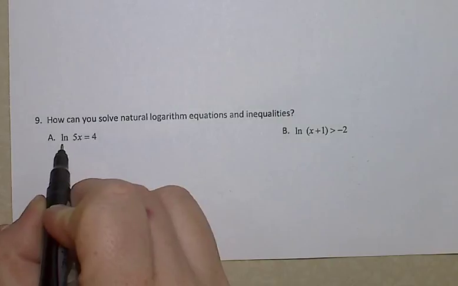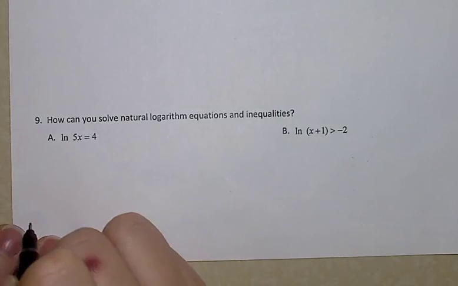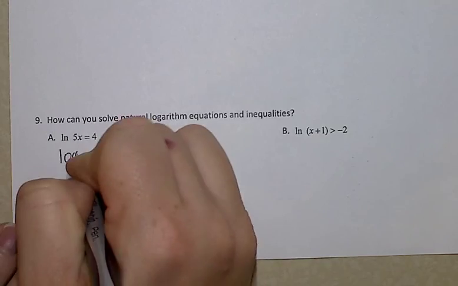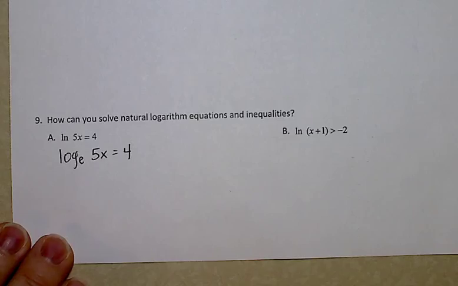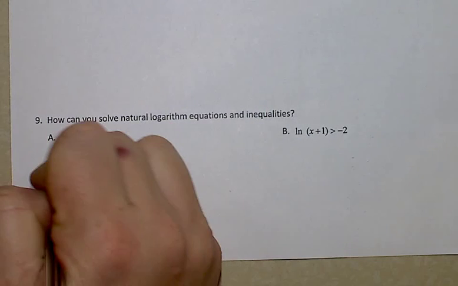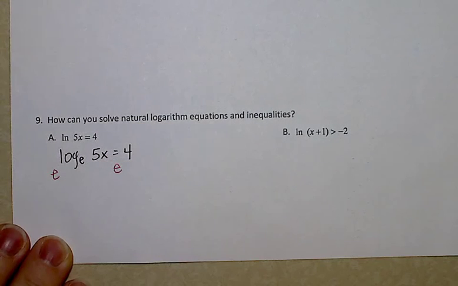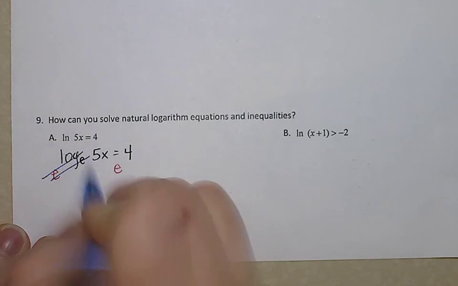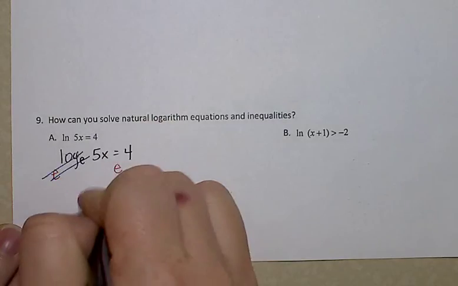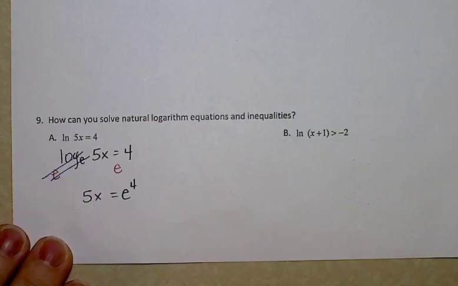How can I rewrite ln? What's an equivalent form? Log base e of 5x equals 4. Now there's multiple ways to solve this, by the way. It's not just always one way, and we still continue with the math rules. So one way is I can now create a base e on both sides, and as long as I do it to both sides, I'm okay. I haven't broken any math rules. The e and the log base e cancel, and I bring down the 5x. And my final step to isolate the x would be to divide both sides by 5.